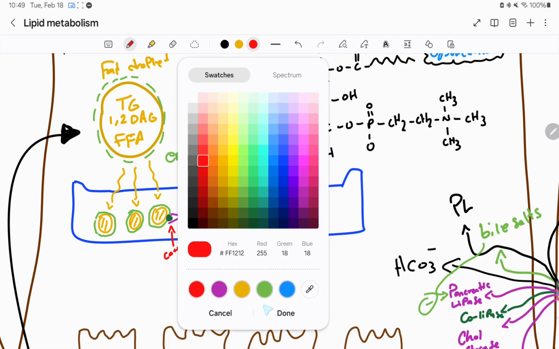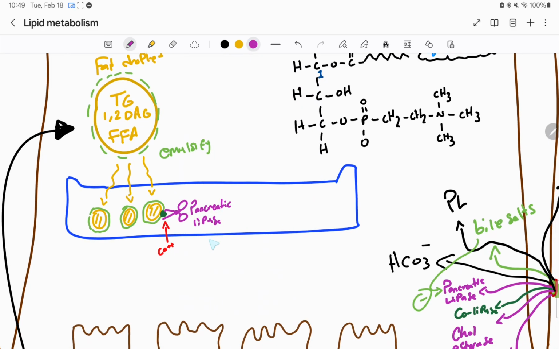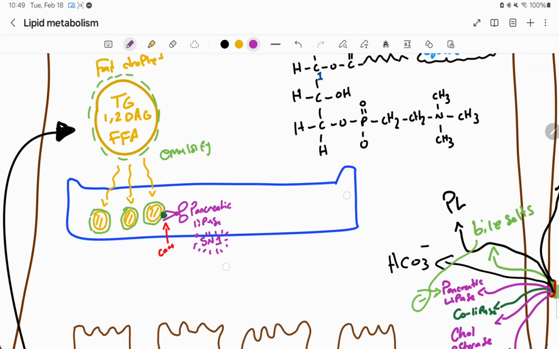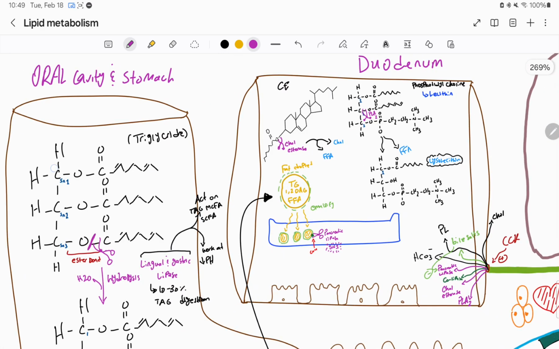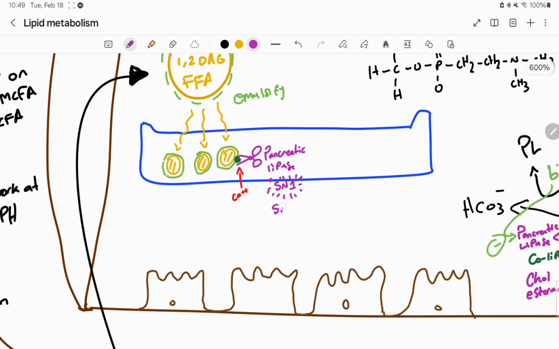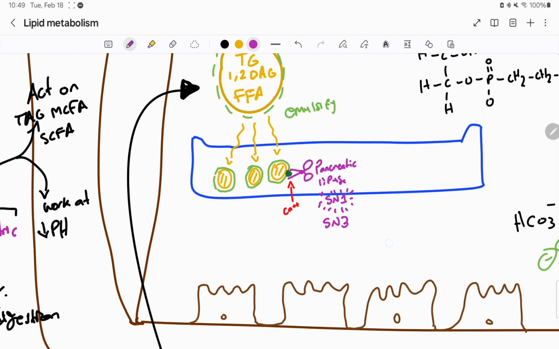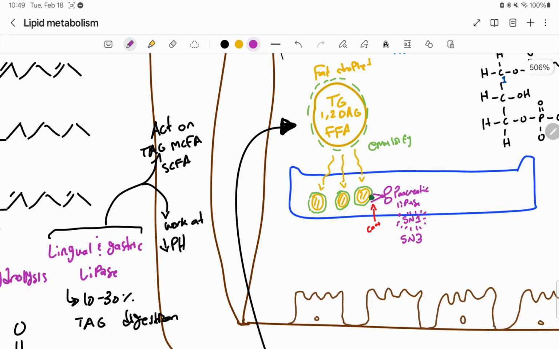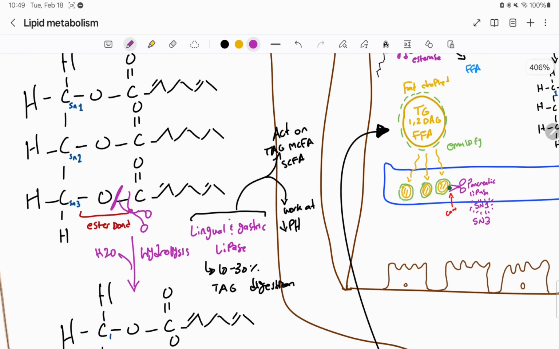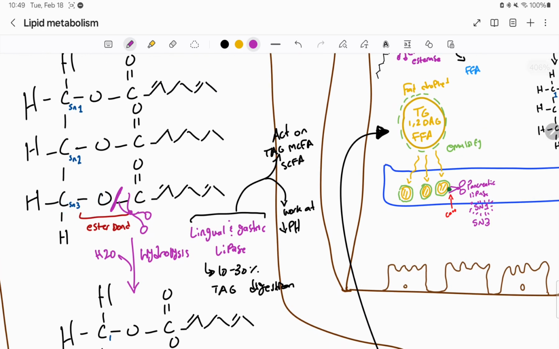It likes to cleave primarily at the SN1 position. So if I go back, here's the SN1 position, meaning that the pancreatic lipase would like to cleave this part of the triacylglycerol. But the second position that it likes to cleave is the SN3 position. So it firstly cleaves at the SN1, but it also has some affinity for the SN3 position as well.